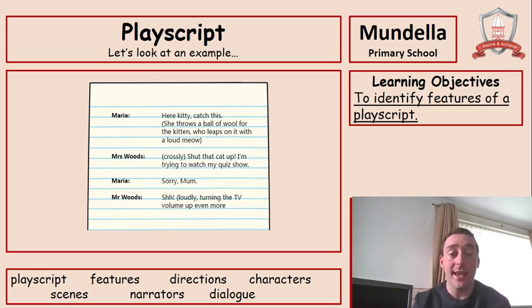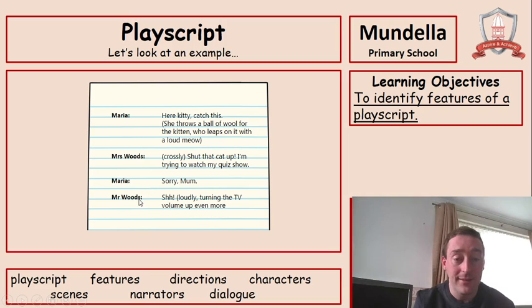So she'll say, "Here, Kitty, catch this," and then she'll throw the ball of wool, and the kitten will leap on it and meow. So these bits in brackets we never say out loud. They're just the bits of acting that our characters do when they don't say anything. And look as well here, Mrs. Woods, crossly. So that tells her that what she has to say next, she has to say it crossly. "Shut that cat up! I'm trying to watch my quiz show." And then Maria, "Sorry, Mum."